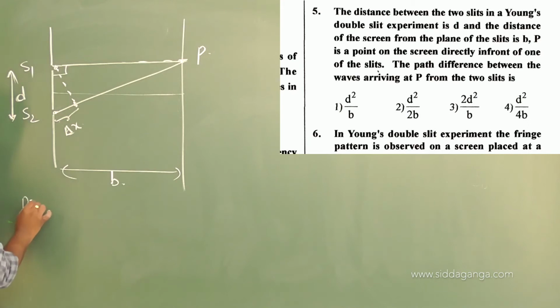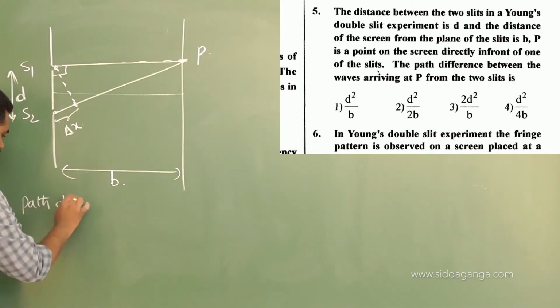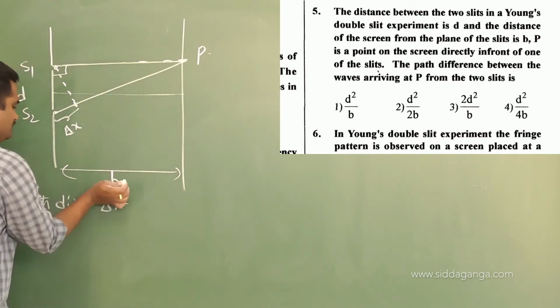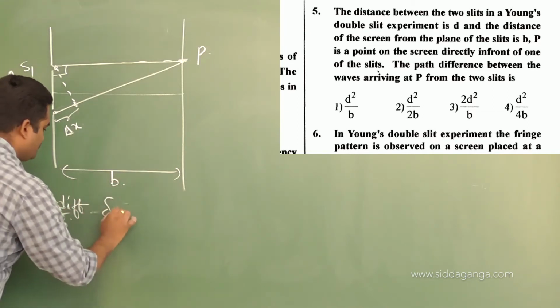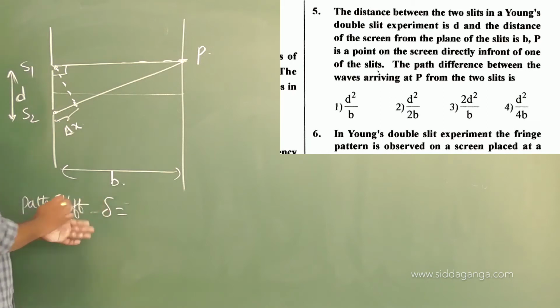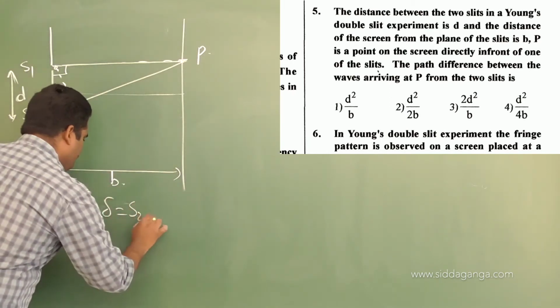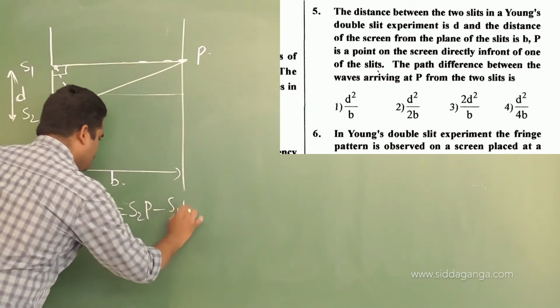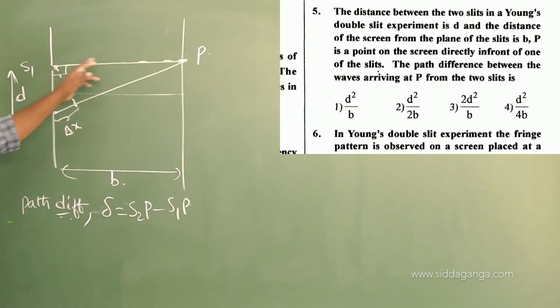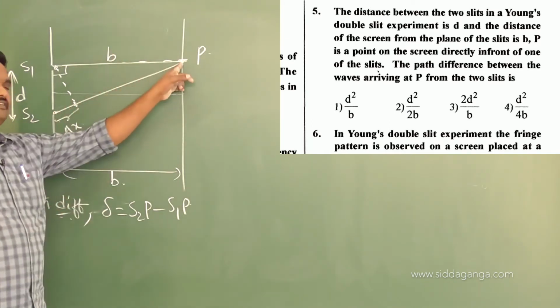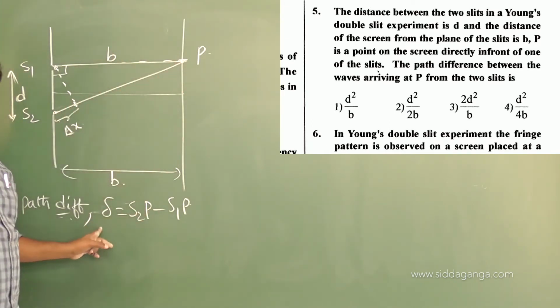So path difference, delta x, or some delta, I am just going to call it path difference delta. It will be equal to, any symbol is just a representation. Path difference delta is S2P minus S1P. Already the S1P value is known to us, how much it is, B. But if you find the value of S2P and substitute it into this formula, we will end up with this.